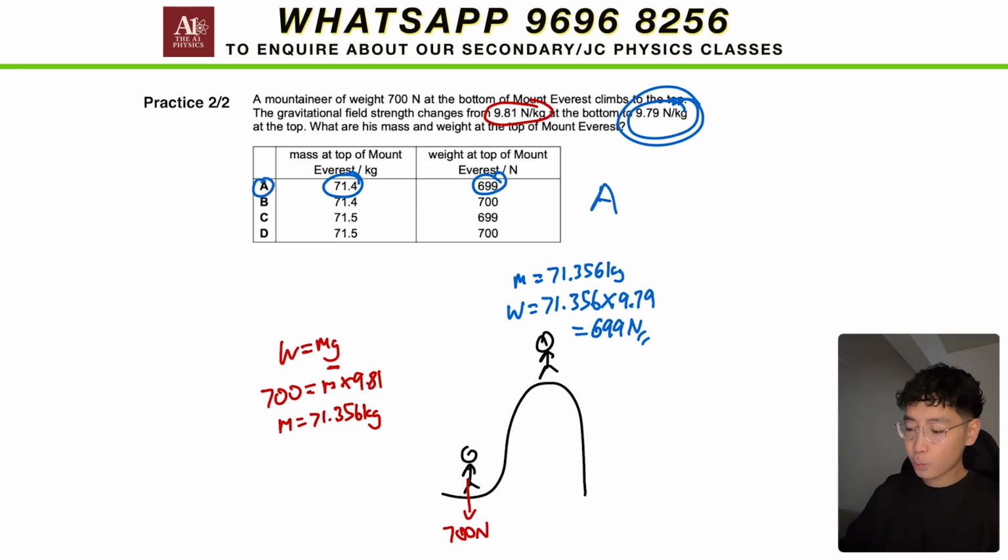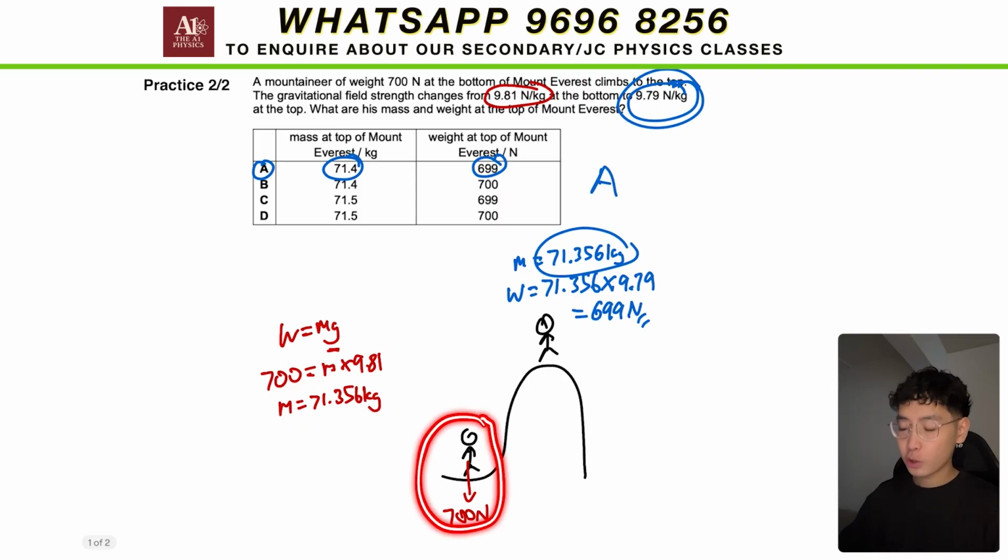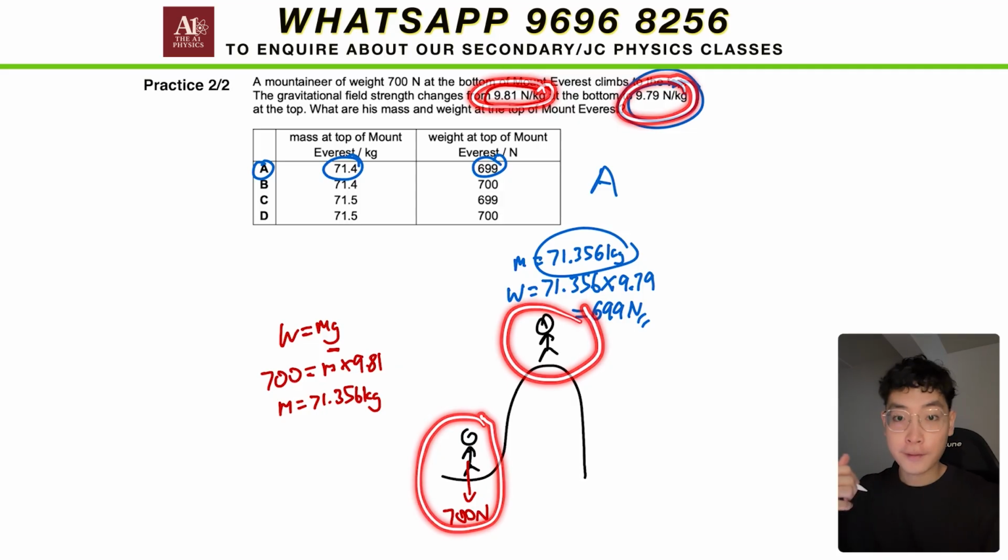Right, obviously for this one, we round up the answer from 71.3 to 71.4. Also notice that the further up you go, the weaker the gravitational field strength. Right, at the bottom of the mountain, you are closer to Earth, so the gravitational field strength is stronger. But as you go further away from the Earth, the gravitational field strength becomes weaker. So that's the idea with gravitational field strength.